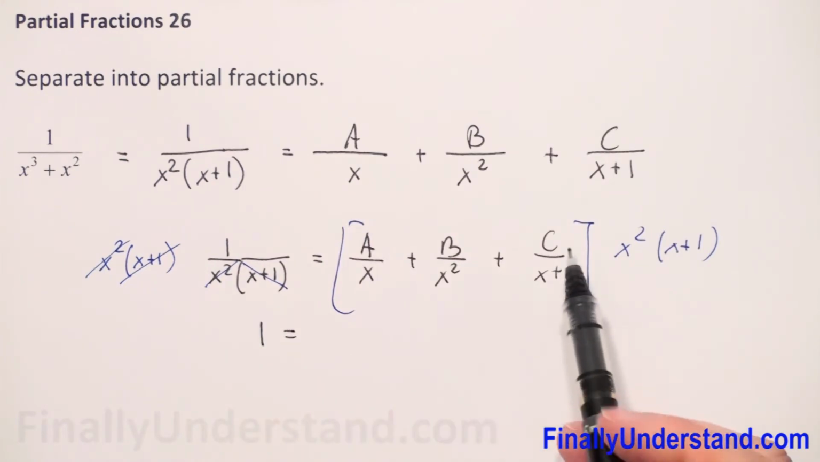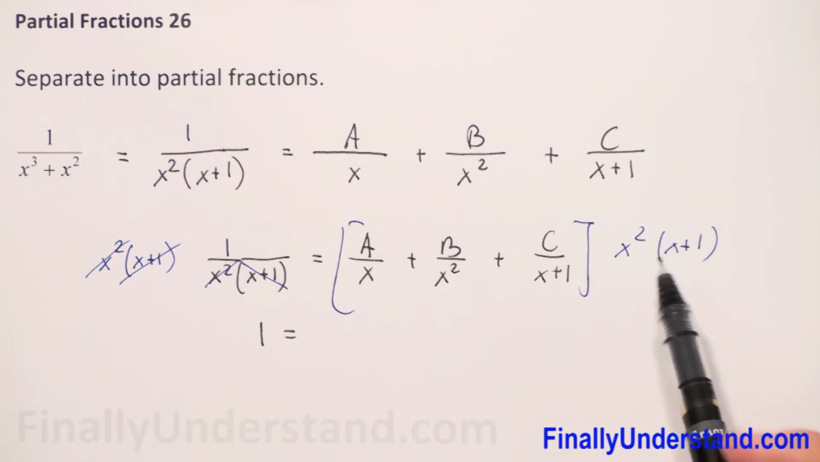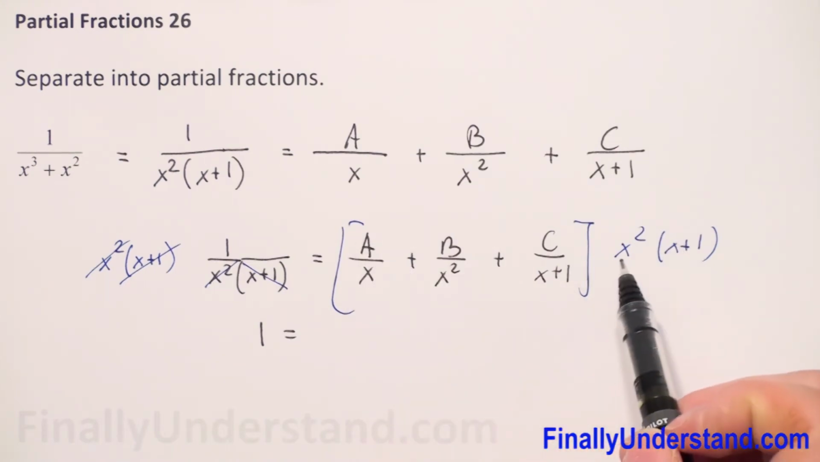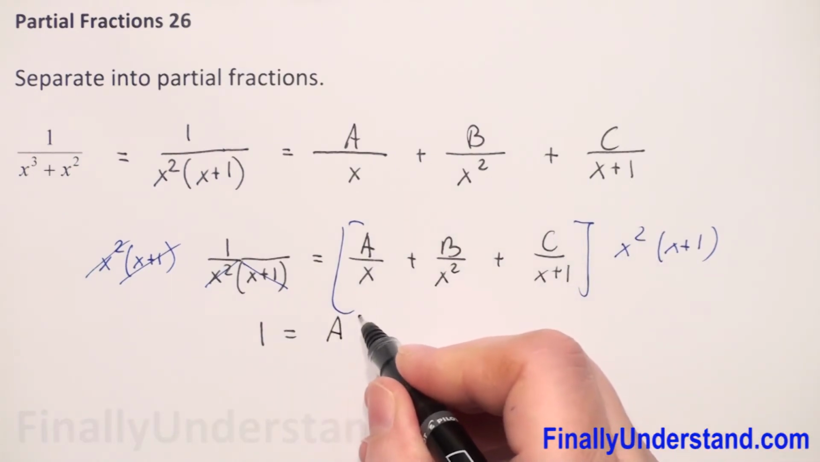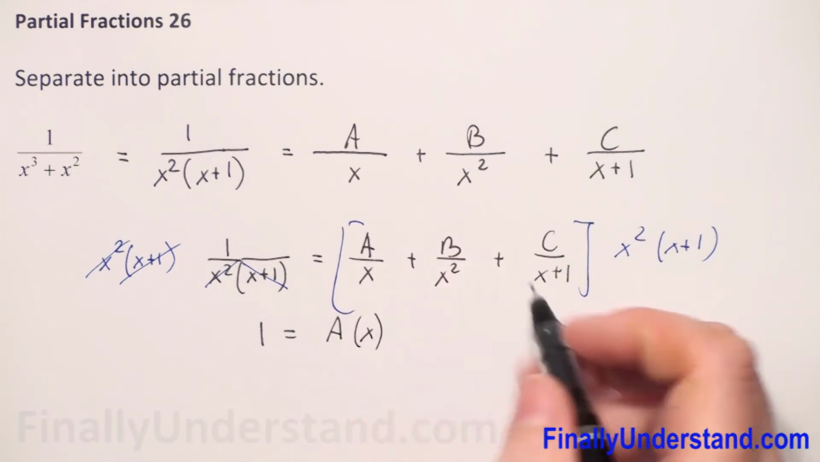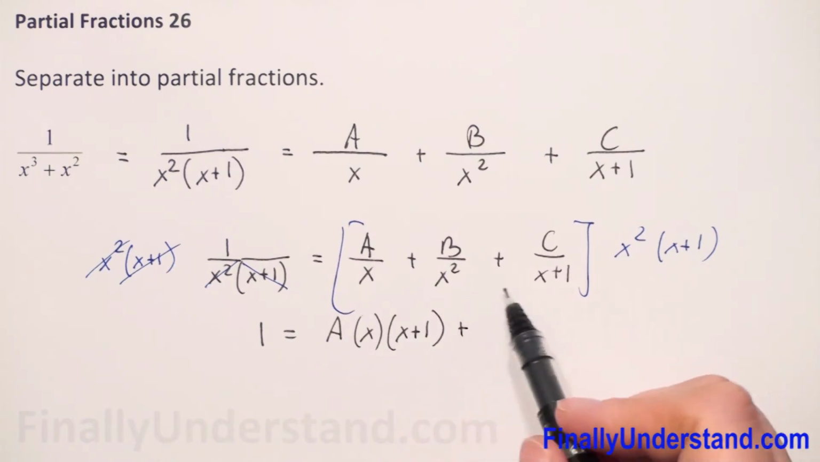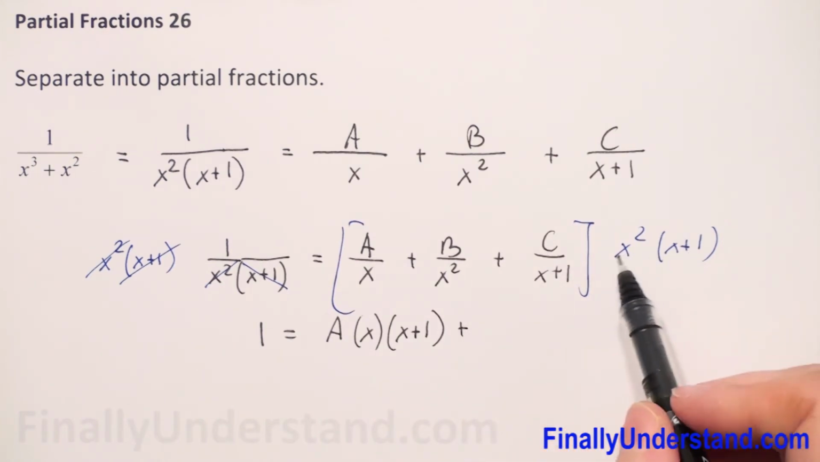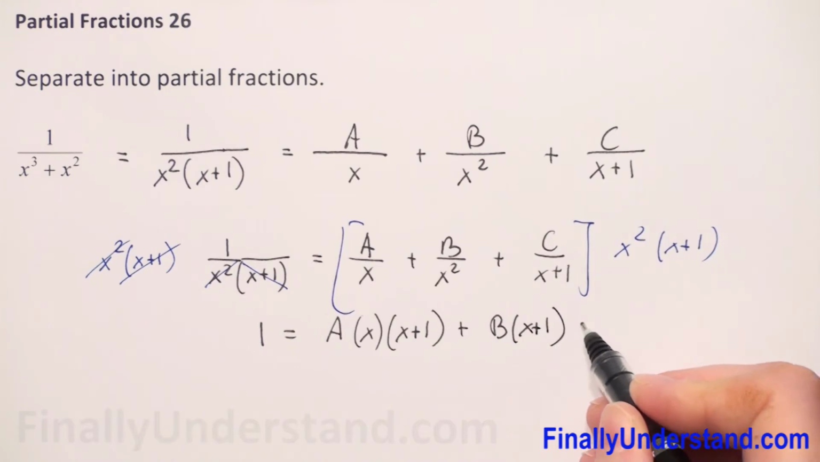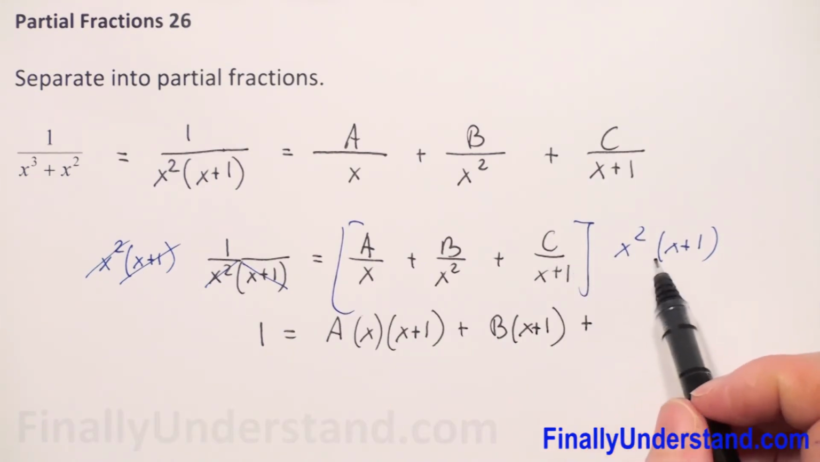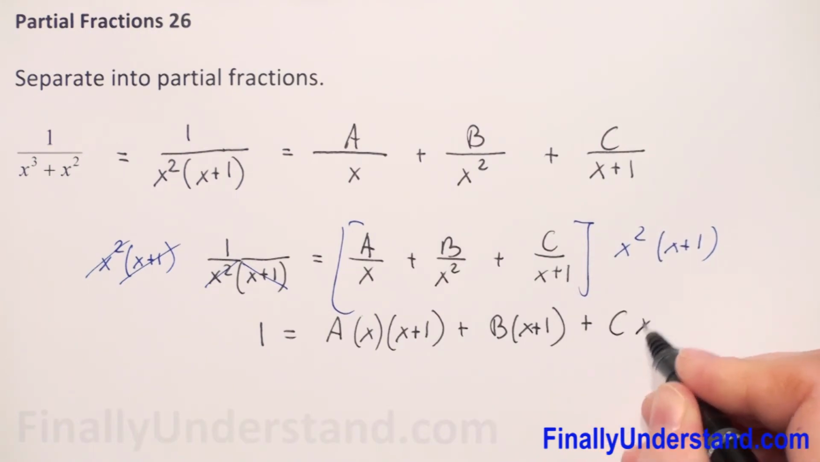This is equal to, and now on the right side we have to multiply every fraction by x squared times x plus 1. When we multiply the first fraction by x squared, x will reduce with x. So we will have only a times x and times x plus 1. Plus, next, the second fraction, when we multiply by x squared and x plus 1, x squared will reduce with x squared. So we will have only b times x plus 1. And the third fraction, when we multiply by x squared and x plus 1, will reduce and we will have only c times x squared.